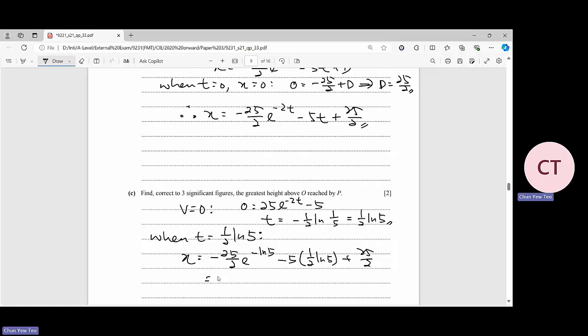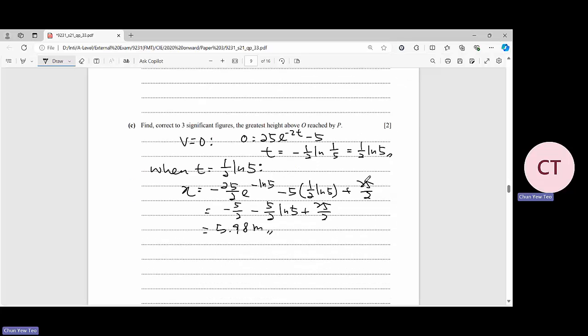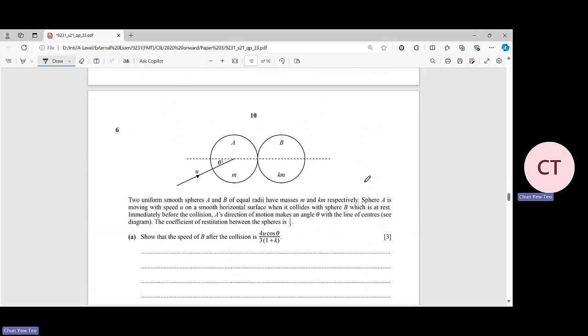So we just need to use our calculator. This one will be negative 5 over 2 minus 5 over 2 ln 5 plus 25 over 2. So we press the calculator, you get 2.5 multiplied by ln 5, then plus 10, 5.98 meters. That's all. So that is the answer for question number 4C. And that's it. We are moving to number 5 and number 6.